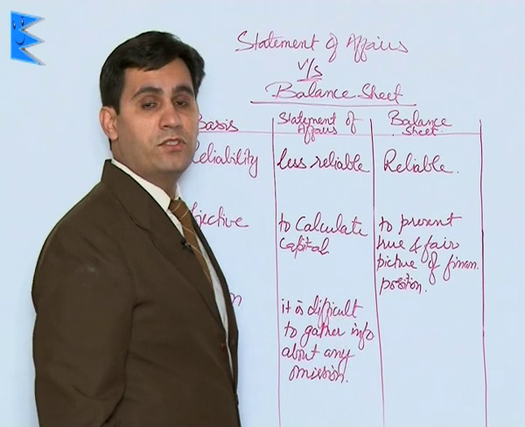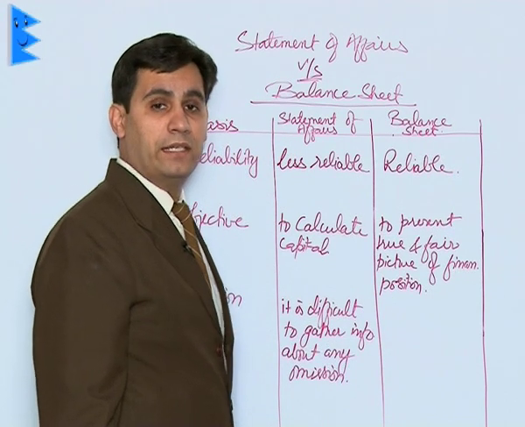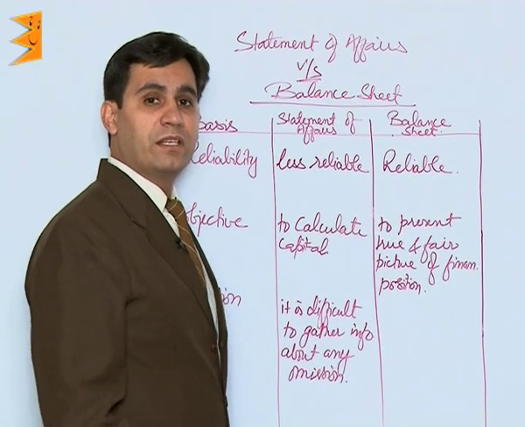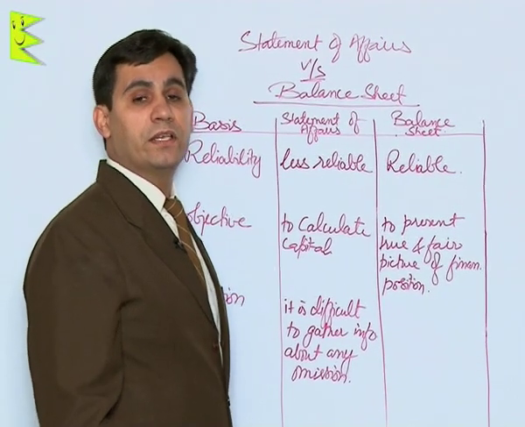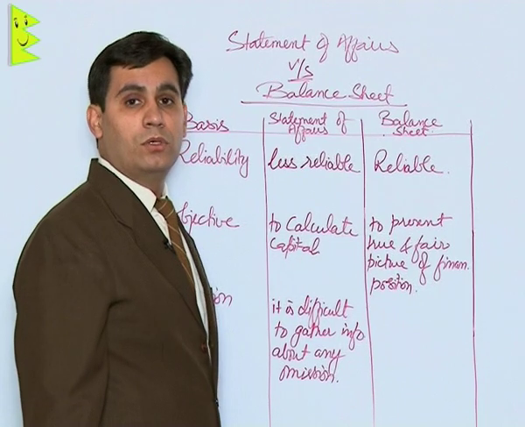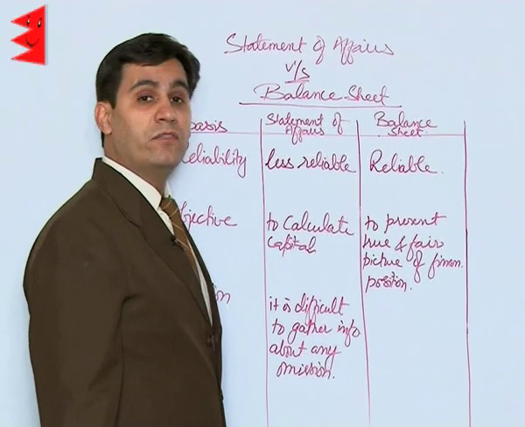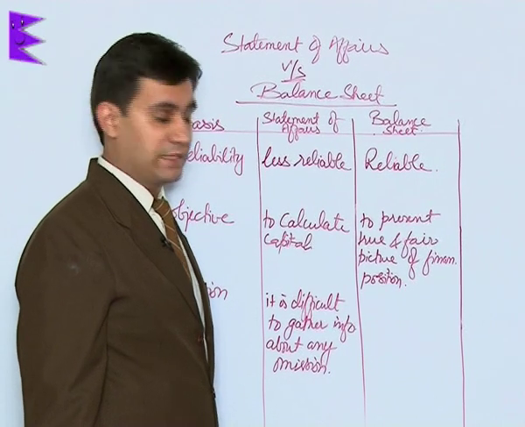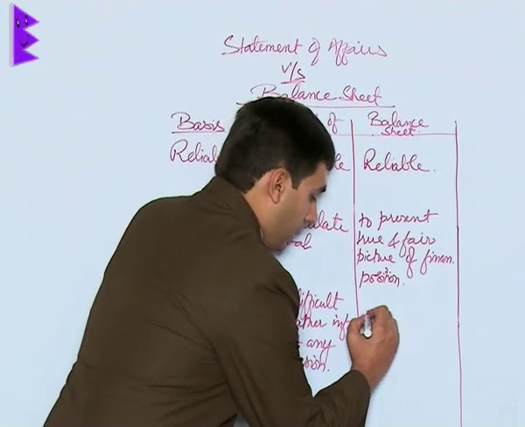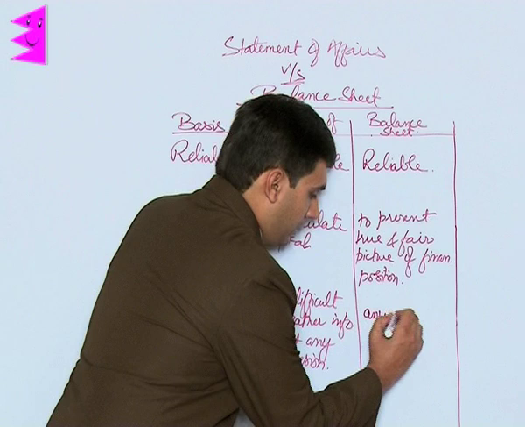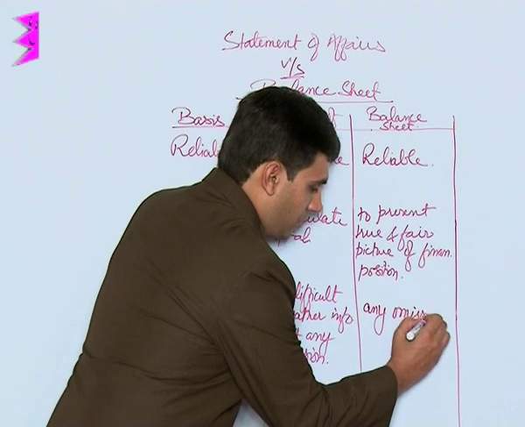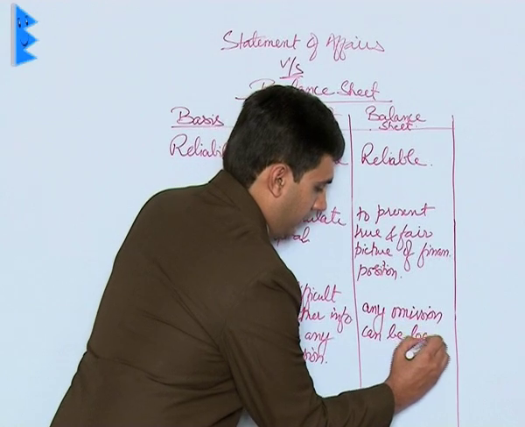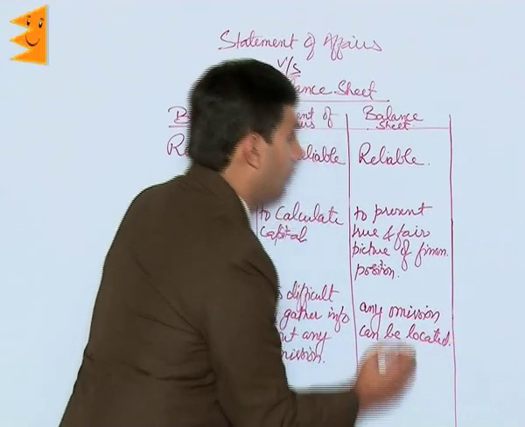Whereas in case of balance sheet, if the balance sheet doesn't tally, it can actually be judged that some figure is missing, and this figure can then be located through accounts, and that information would be reliable as the accounts have been prepared on double entry system. So any omission can be located through a balance sheet.